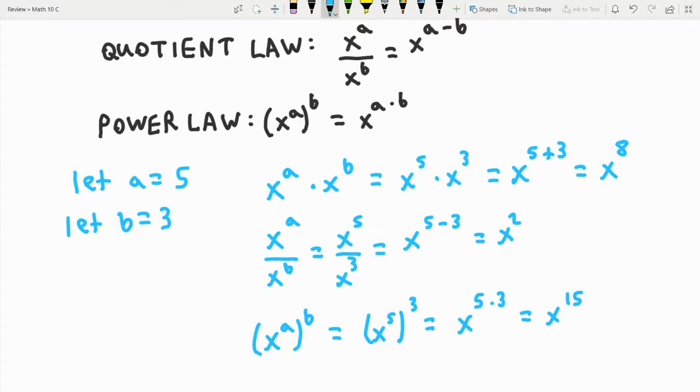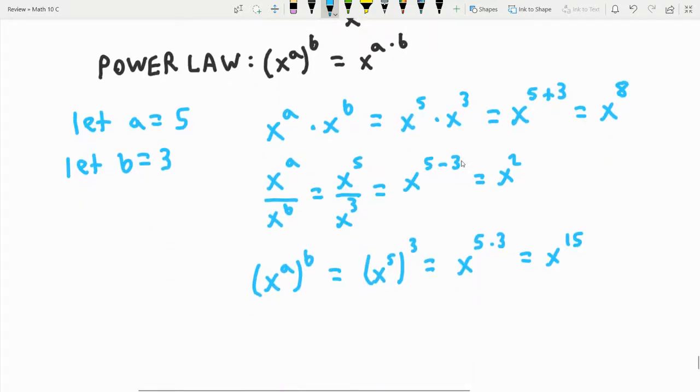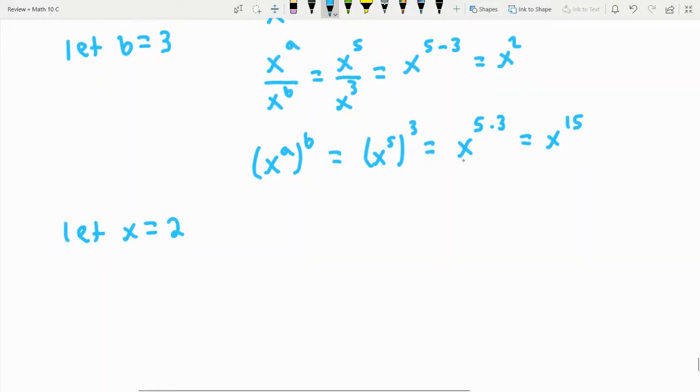I think the main thing students can get confused with is mistaking the product law for the power law. So for example, let's say I let x equal 2. Then I have 2 to the power of 5 times 2 to the power of 3. A lot of students make a mistake here when I ask, what does this equal? Sometimes they think, well, is it 2 to the power of 8? Or is it 2 to the power of 15?